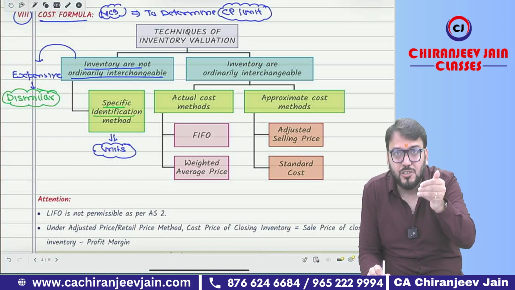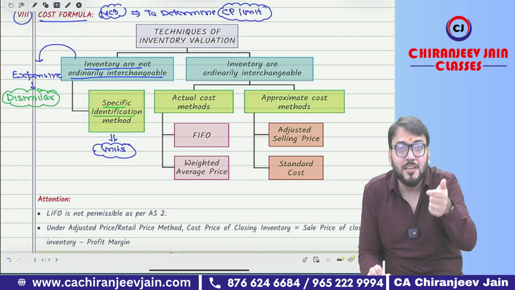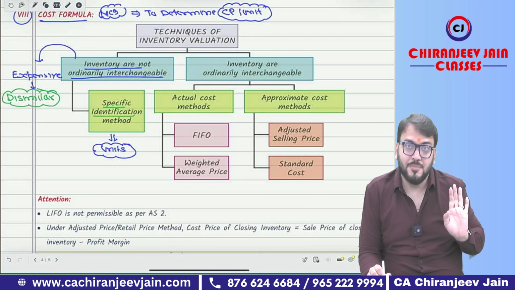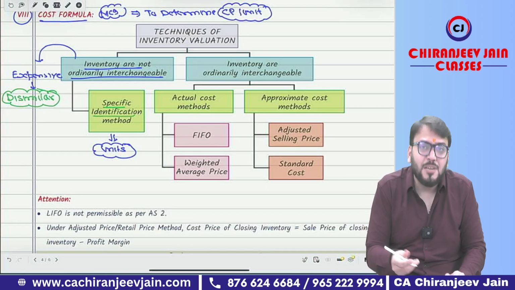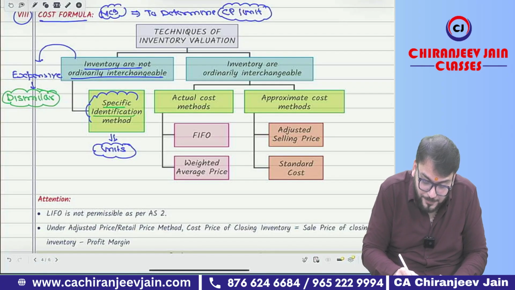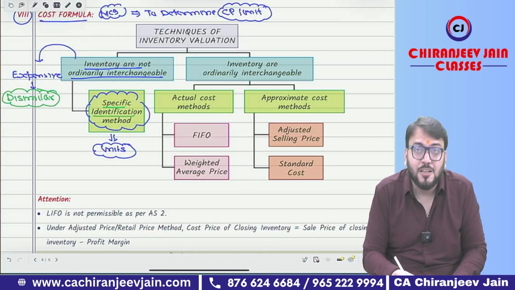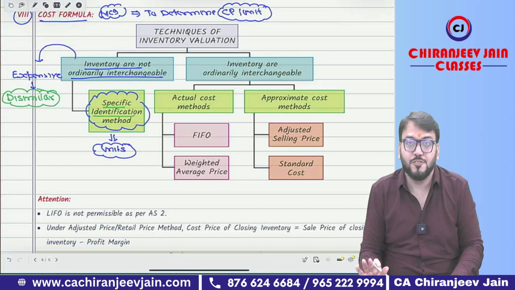But for each unit, you need to identify how much cost has been incurred and determine the cost price per unit. That will depend upon the information given in the question. You only need to retain this term for MCQ type questions: whenever inventories are not ordinarily interchangeable, we apply specific identification cost.